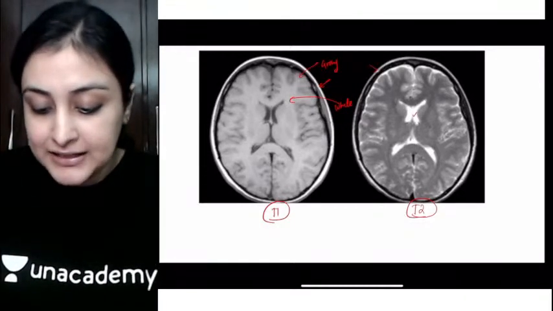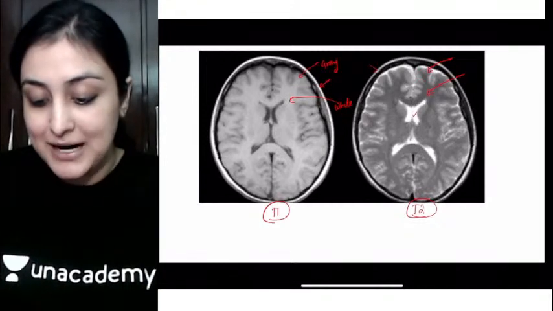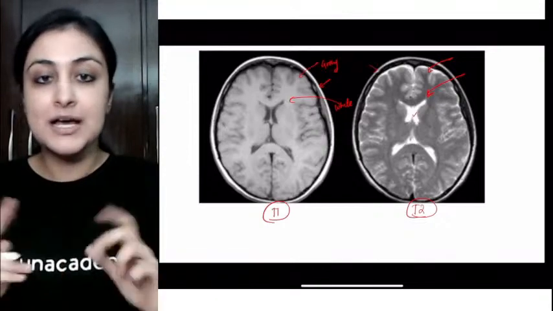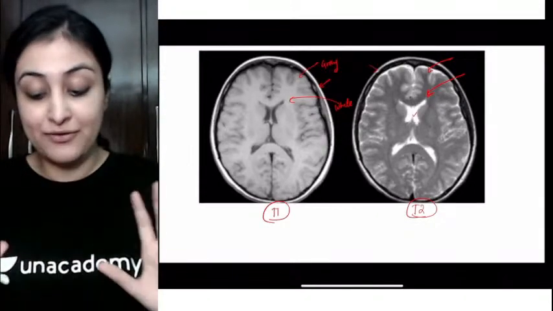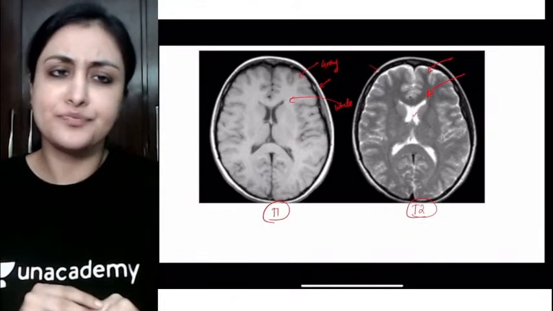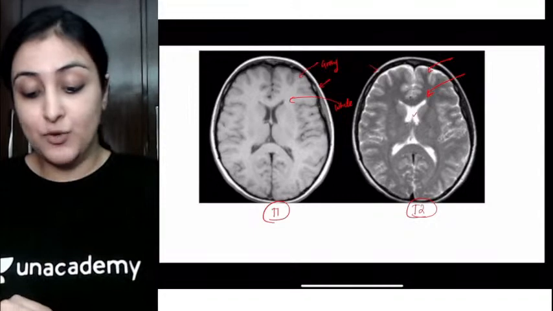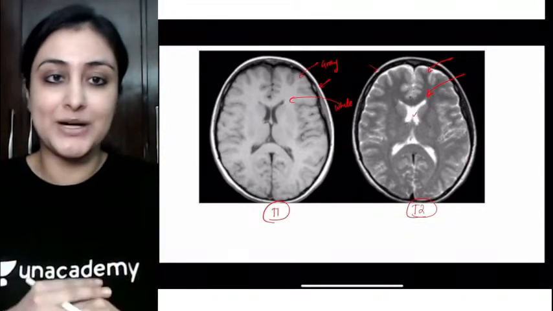On the other hand, here what do I see? That white matter is actually darker than the gray matter, isn't it? The central area is darker than the cortex. So this is opposite. Everybody understood the basic concept of T1 versus T2. Now, do we stop here? Is the world so simple? Not really. So what we have now done is we've made modifications on the T2 weighted sequence.